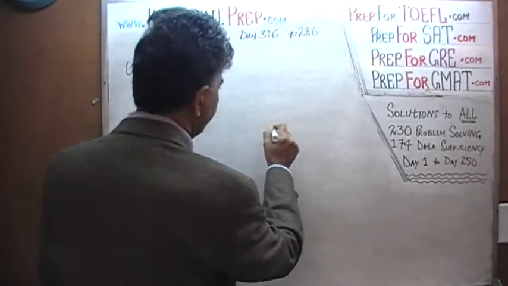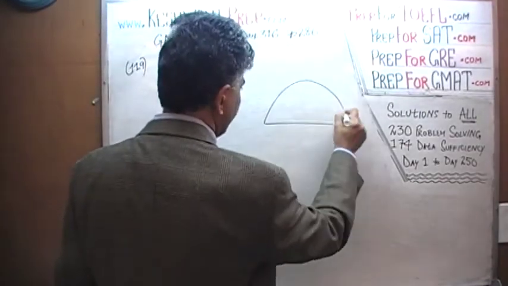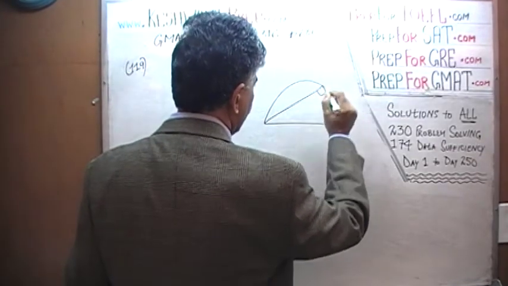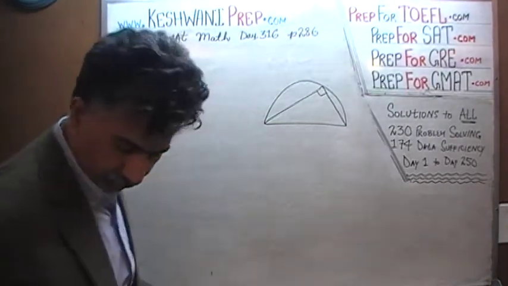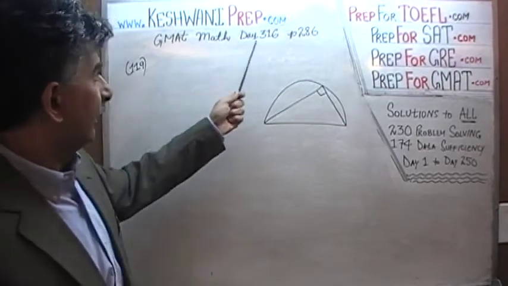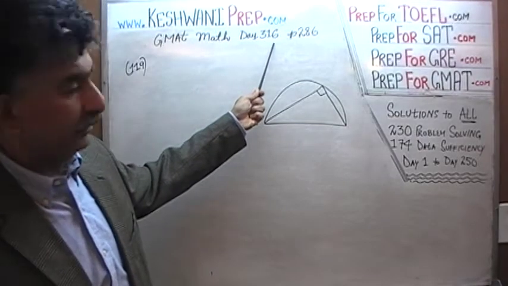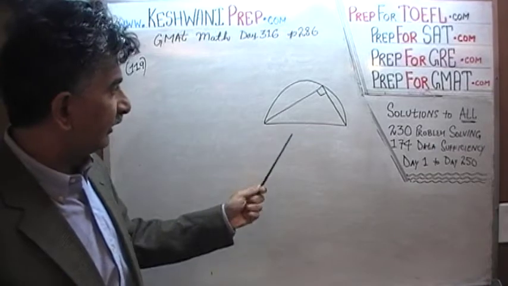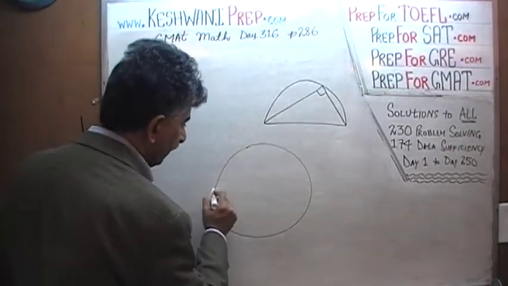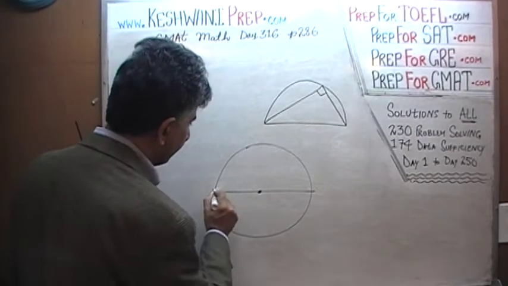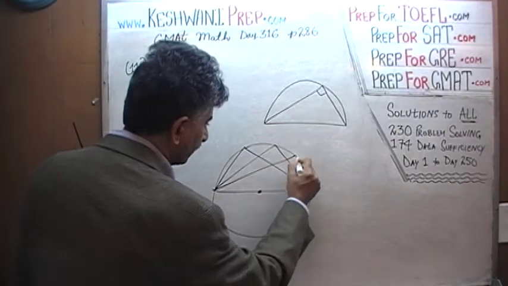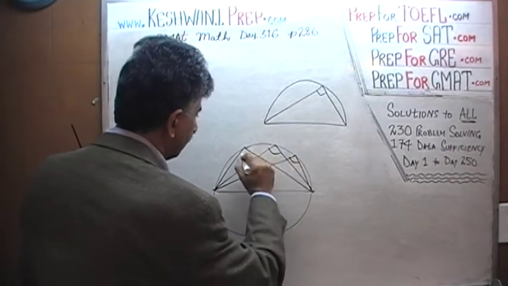Here is how the problem is set up, problem number 119. We are given a semicircle, we have a triangle here, and of course we discussed this yesterday. Yesterday means the previous video that we did with data sufficiency, which was day number 314. On day 314, we discussed that if you draw a diameter, then it doesn't matter how you draw a triangle. All of these triangles that you see there are all 90 degrees.